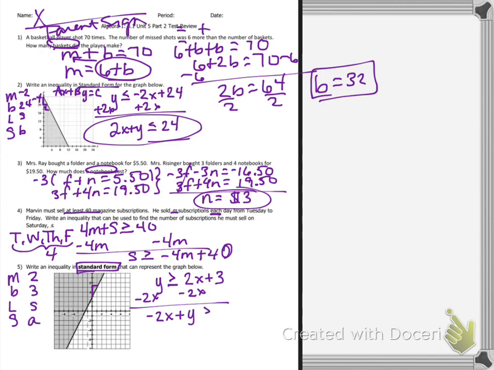But remember, in standard form, we want A to be positive, and in this case, it's negative. So we're going to need to multiply the entire inequality by -1. And remember, when you multiply or divide by a negative, you have to flip the inequality.